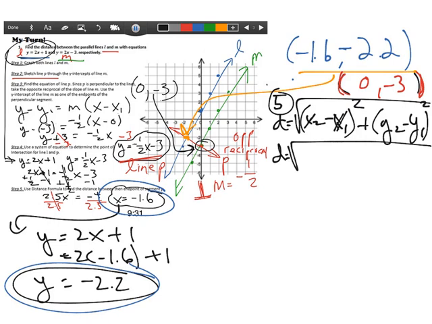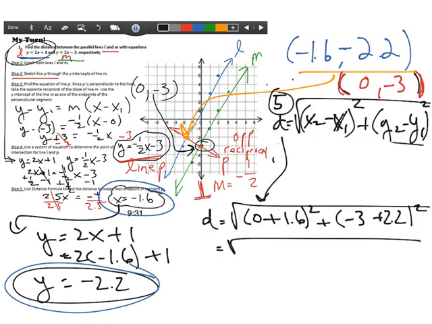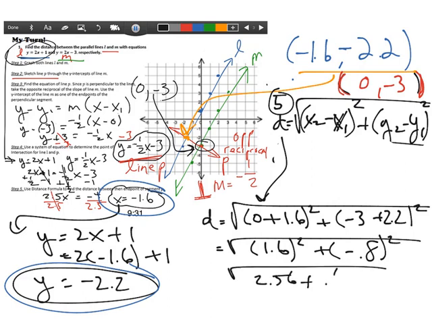So substituting our values in and simplifying a little bit more, I get 1.6 squared plus negative 0.8 squared. Okay, last step, I would get 2.56 plus 0.64, take the square root of that, and I should get the square root of 3.2, or around, let's say, 1.79.